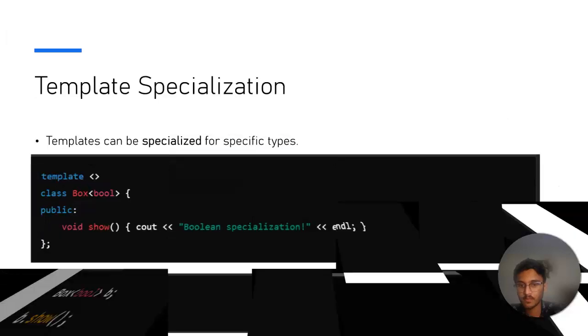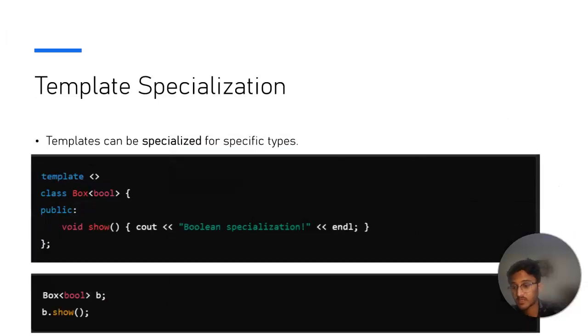Now, template specialization. Sometimes you want a specialized version of a template for a specific data type. This is called template specialization. For example, let's say we want a custom message for bool values in our box class, and we want it to give a custom message.